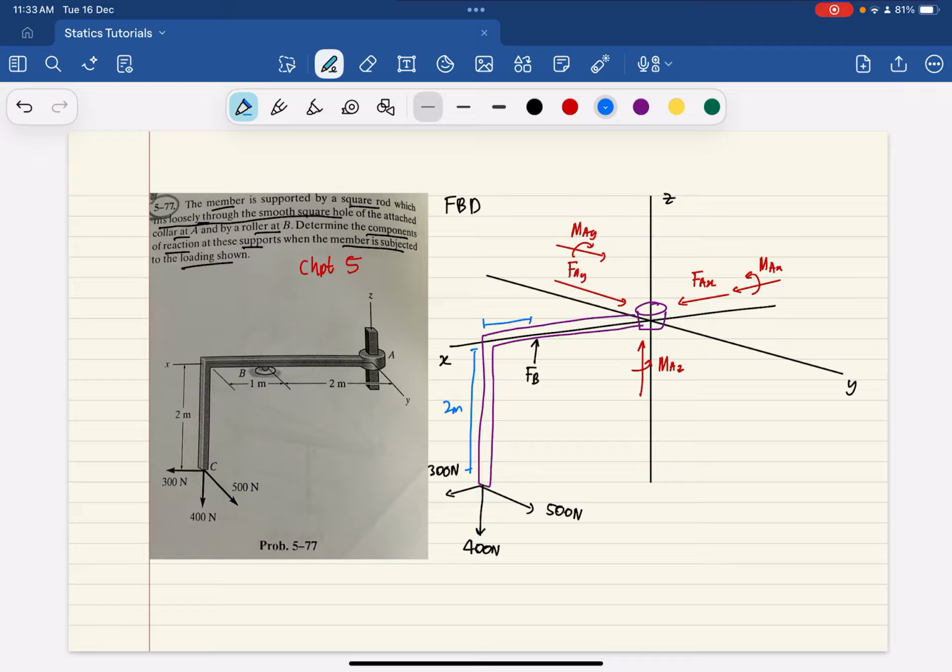2 meters, 1 meter, and 2 meters. Okay, so let's try to find the support reactions.